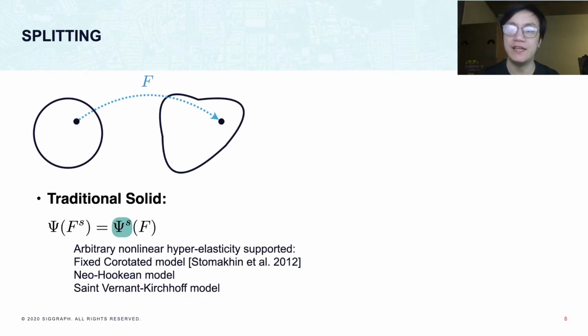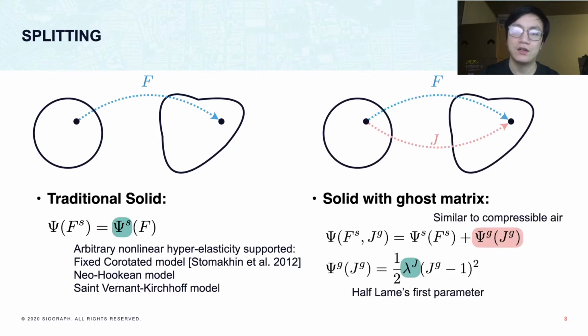The left image shows that any point from the rest shape of the given object has a point in the current shape and the corresponding deformation gradient to measure the change of the shape. We usually define the total energy density on that. However, we can see from the right image that in IQ-MPM, the energy consists of two parts. The first part is F, the deformation gradient, and J is the volume change of the ghost material.